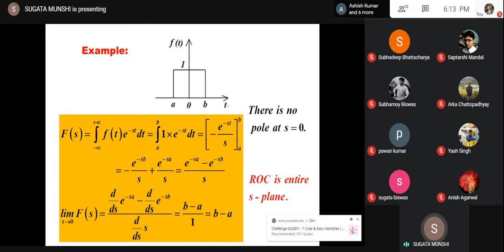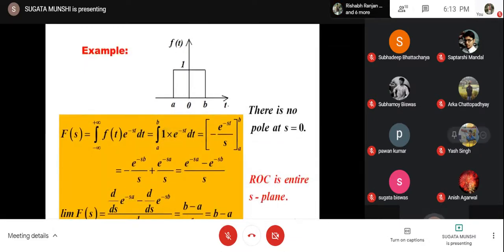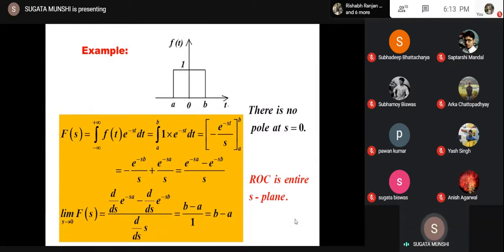Therefore, the ROC here is the entire S-plane. The only hindrance came from the fact that there was apparently a chance that there may be a pole at s equal to 0. Now we have removed that doubt, and therefore the ROC covers the entire S-plane.